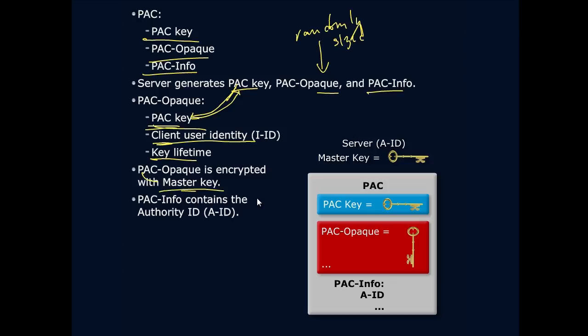And the PAC info contains the authority ID. Okay, so the authority ID is located in here, which is then packed into the opaque. Now we keep saying the master key. These opaque fields are encrypted with the master key. Where does this master key come from? That comes from the server itself. Only the server has this master key, so the server encrypts the PAC opaque.